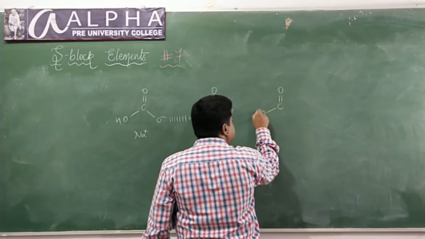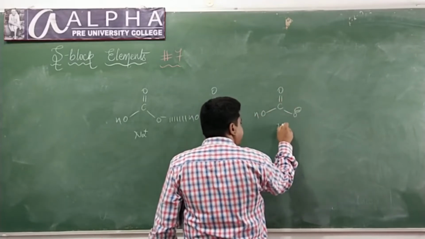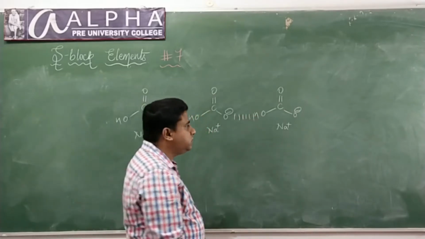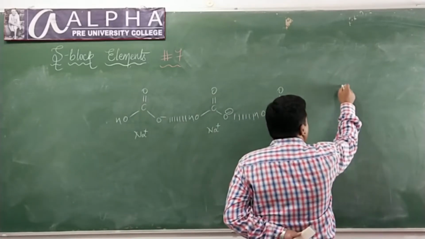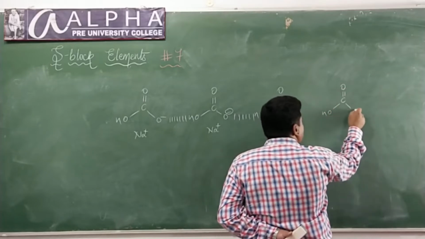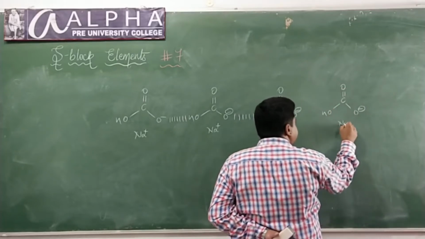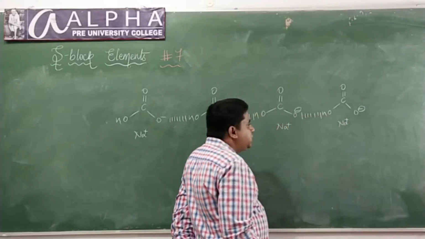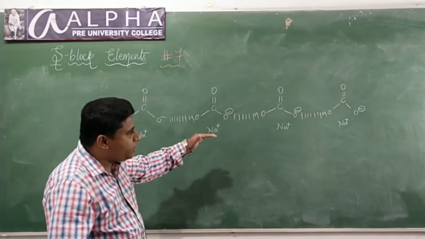Next, I'll have one more: OH, O minus, Na plus. These two will form hydrogen bond here, isn't it? Next, C double bond O, OH, O minus, Na plus, NaHCO3. These two will form hydrogen bond here. So like this, hydrogen bond keeps continuing.